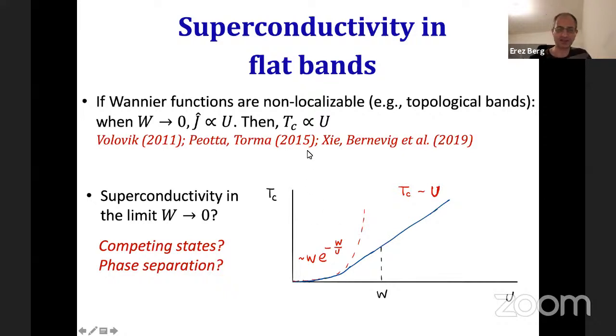So can we get superconductivity in this limit? This argument is very solid, but of course this is a very strongly correlated system then, and we have to worry about other competing states. Does the system favor some kind of charge ordering instead of superconducting, or phase separates, or does something else intervene, or can we really get into this regime where TC is proportional to U? So that's the question I'd like to address.